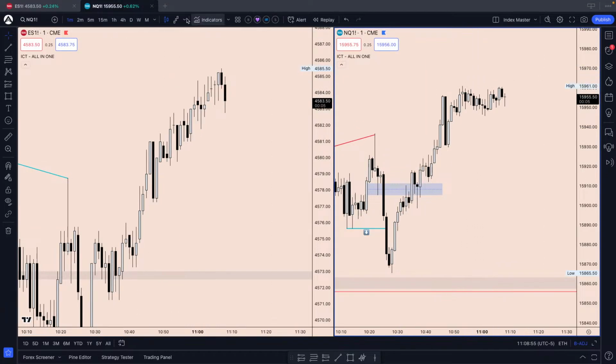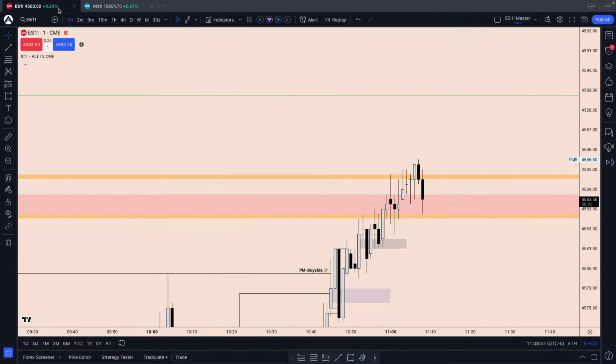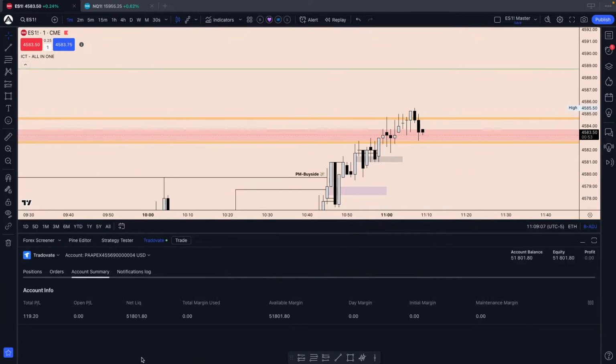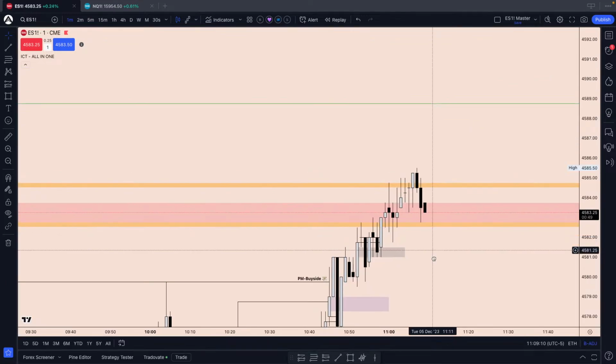Take a look at NQ. If NQ did anything similar, not really. Where did we get in? Right here on this volume imbalance, and we've been taking it all this way to the upside. Funny. So we're back up $120 in profit for the day.